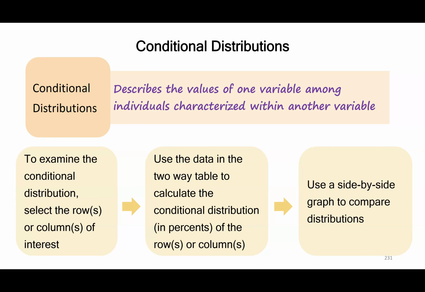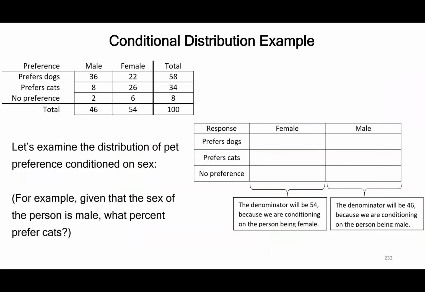And so we can use the data in the two-way table to calculate conditional distributions. And we can get a side-by-side graph. We can do a side-by-side bar plot that has grouping for each group. It's easier to show than explain, so we will do that. Same example here. We're going to focus on sex and pet preference. And now we're going to look at the distribution of pet preference conditioned on sex.